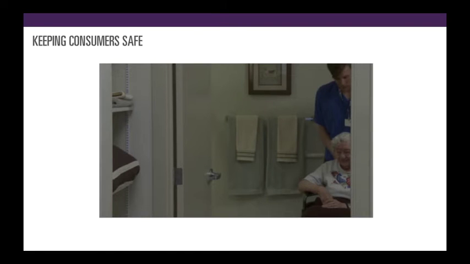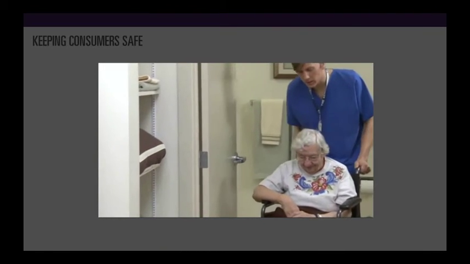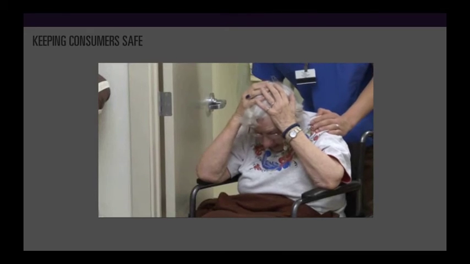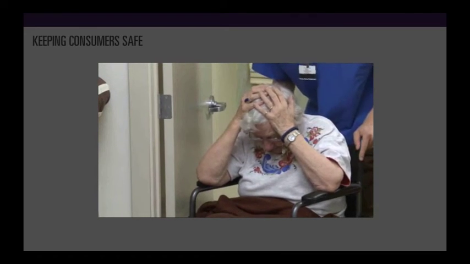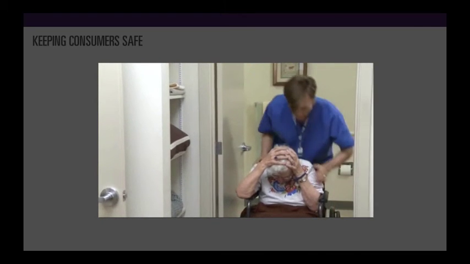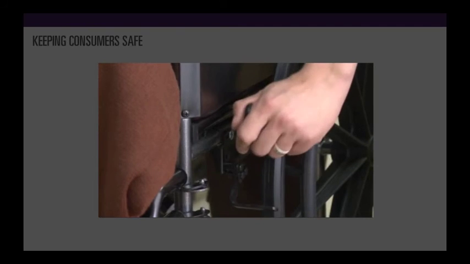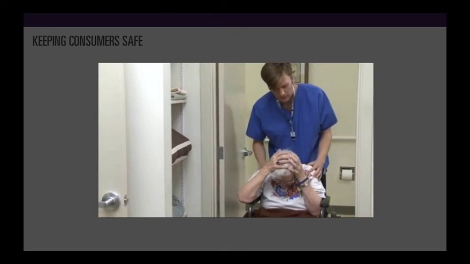This brief video will show you how to keep a consumer safe during an earthquake. If your consumer is in a wheelchair, he or she should stay in it. Move the wheelchair to safe cover. If possible, move your consumer into a doorway. Lock the wheels and tell your consumer to protect his or her head with his or her arms.